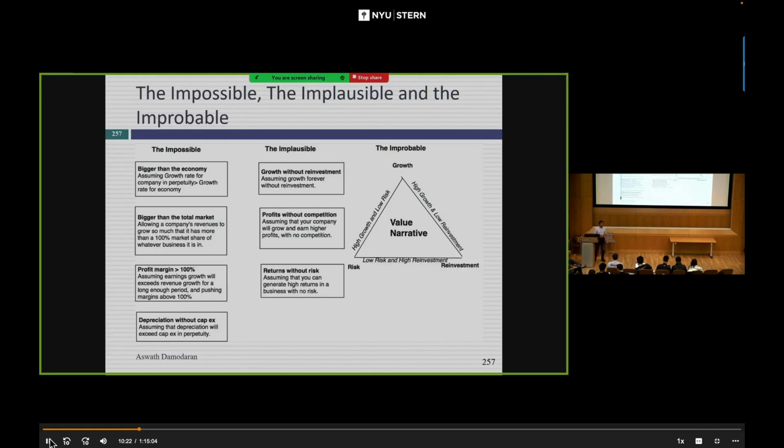257. We were talking about possible, plausible, probable. Possible is the weaker test, plausible is tougher. So I'm going to give you examples of impossible stories, implausible stories, and improbable stories. Let's start with impossible stories.